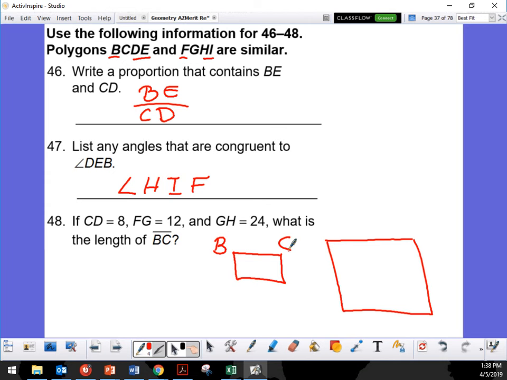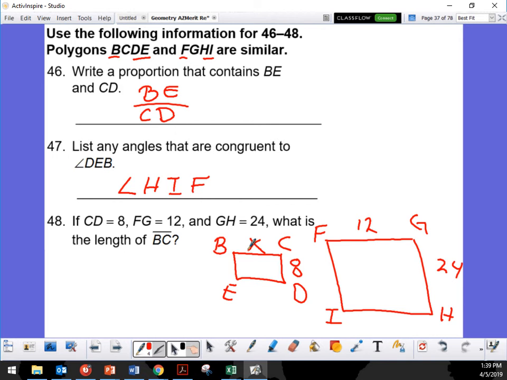BCDE. Next one is FGHI. So CD is 8, FG is 12, GH is 24. Find BC. It's not 12, is it? It's 4. Let's do cross products.